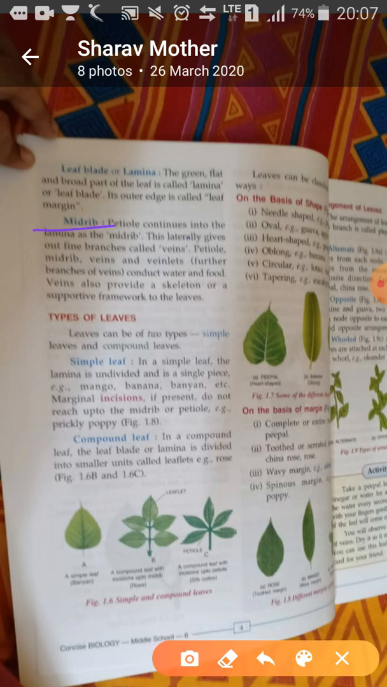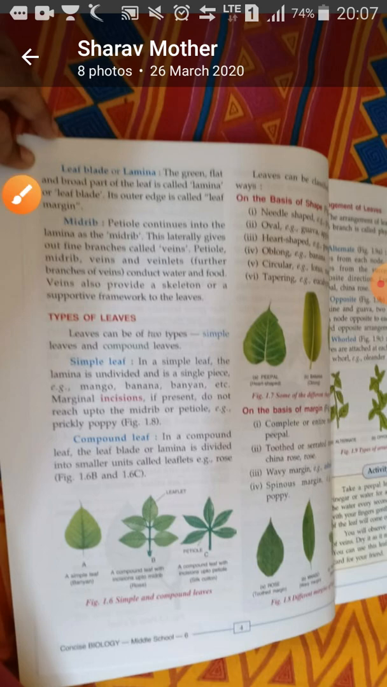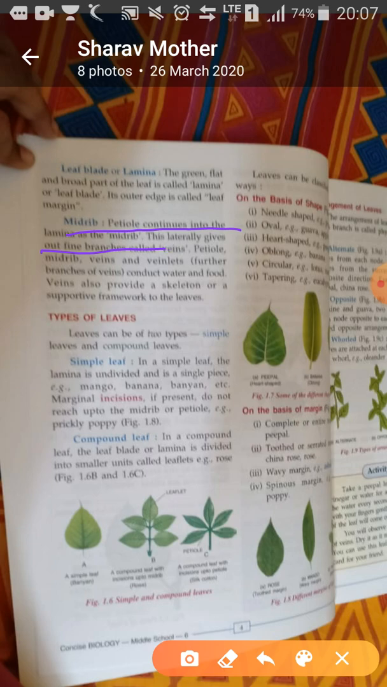What is midrib? If you draw a leaf like this, this line in between is what we call midrib. It is the continuation of the petiole. So this line which I'm shading right now is the petiole, and this continuation of petiole in the leaf is what you call midrib. Let's read the definition: petiole continues into the lamina as the midrib. This laterally gives out fine branches called veins.